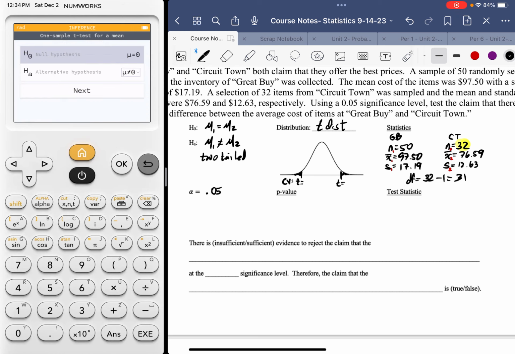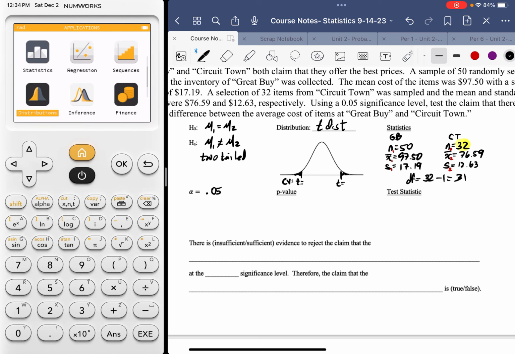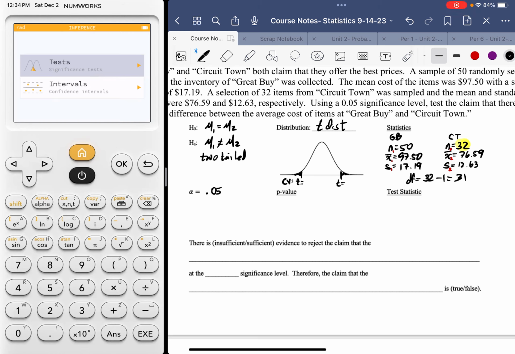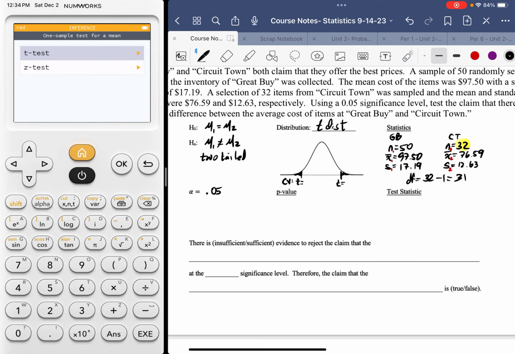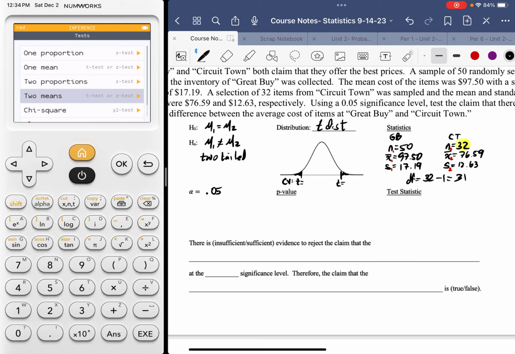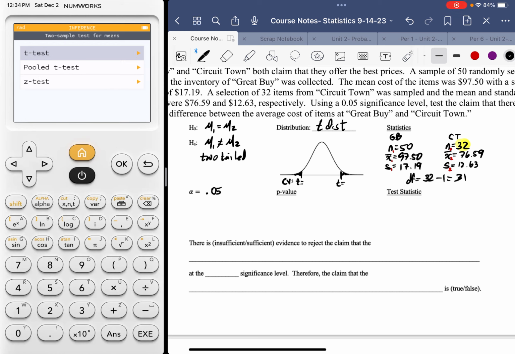All right, so then I go to my calculator apps, inference, test. This is 2 means. It's a t-test. Null and alternative. So the null is good. The alternative, I want a not equal symbol.